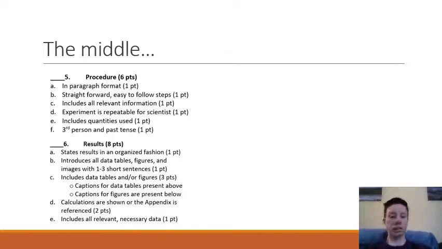Right, in the middle section, we now get to the procedure. For formal lab reports, make sure you write this in paragraph format. That's also in past tense with third person. An example would be 20 milliliters of blank was added to an Erlenmeyer flask. Right, kind of like magic, it happens on its own. Make sure it has all relevant information.